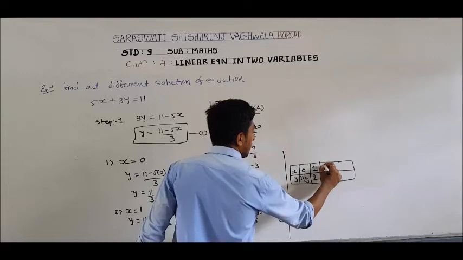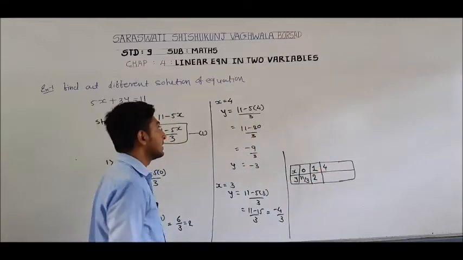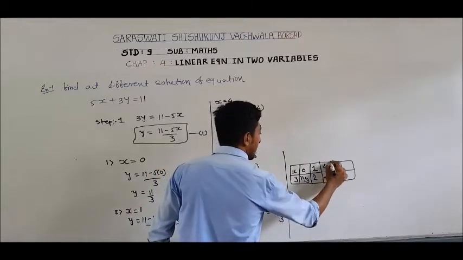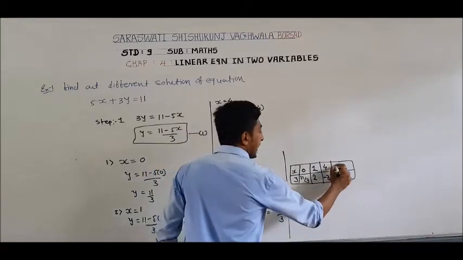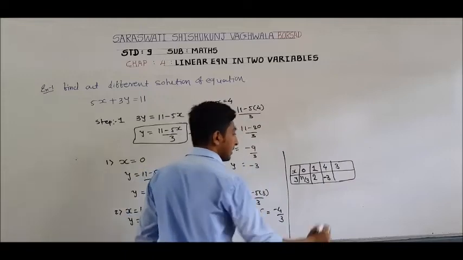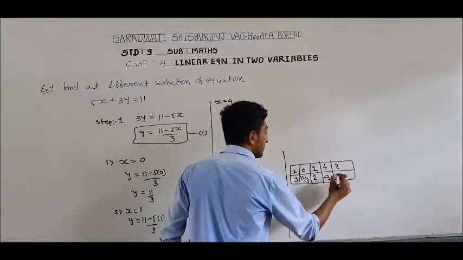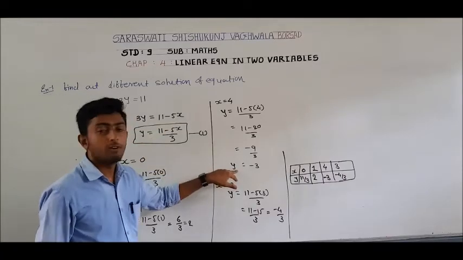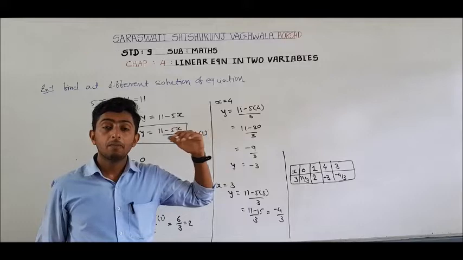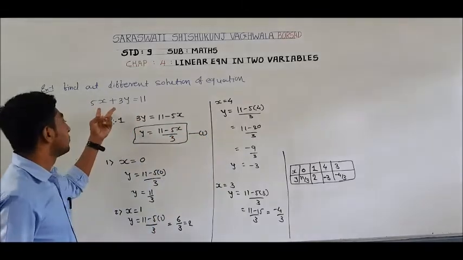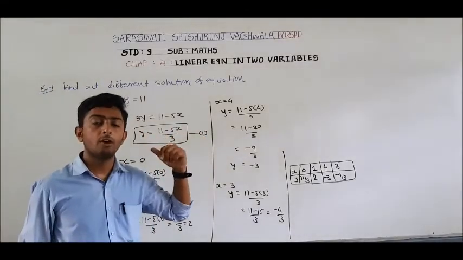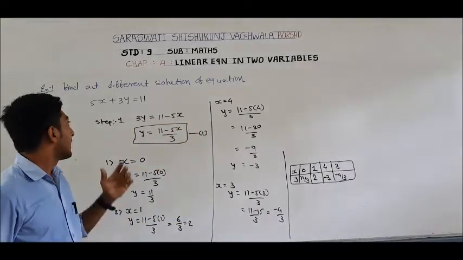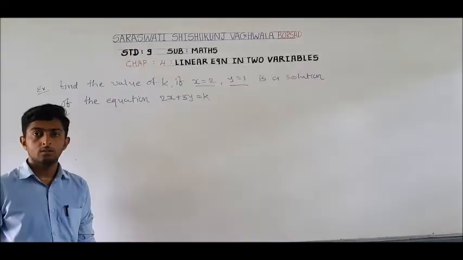In third, if I substitute x equal to 4 in equation 1, I will get the value of y is minus 3. In the last, I substitute x equal to 3 in equation 1, I will get minus 4 by 3. By this way, if you take different values of x, you will get different values of y. That means infinitely many solutions you will get if you substitute different values of x and y.